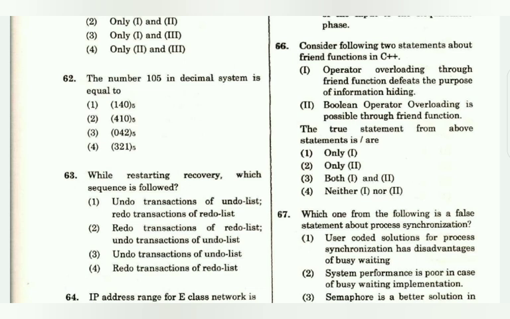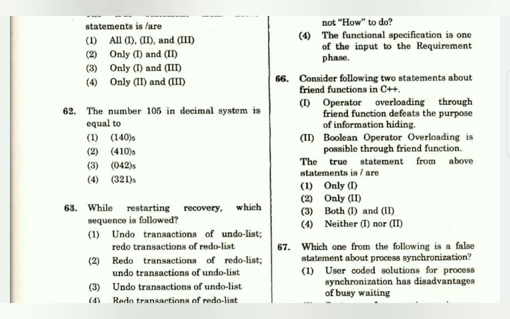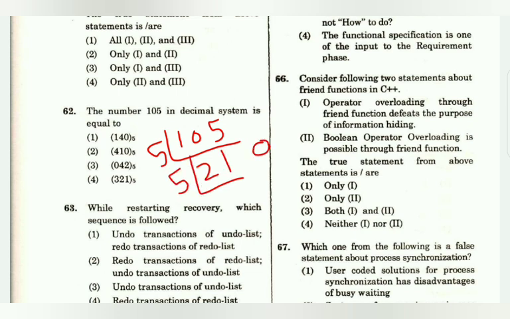The number 105 in the decimal system is equivalent to: here the number given is 105 in decimal. We have to convert it into base 5. To convert it into base 5, first of all, we repeatedly divide the given number by 5. 5 twos are 10 and 5 ones are 5, so the remainder is 0. Next, 5 fours are 20, so the remainder is 1. Now we take the reverse of these values, so that is 410. So 410 is in base 5. So option 2 is the correct answer.